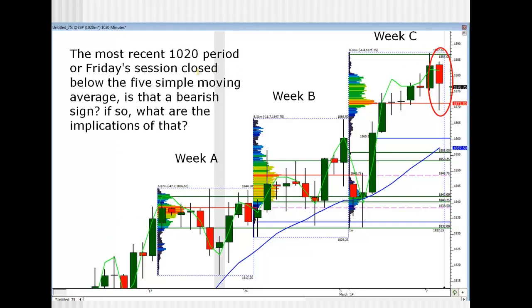The most recent 10-20 period on Friday's session closed below the 5 simple moving average. Here's my 5 simple moving average, and yes, we did close below it. Is that a bearish sign? And the answer is yes, it is. Whenever we close below the simple 5 on a 10-20 chart, that is a bearish sign. And if in fact we close above it, as we did here, that is often a bullish sign.